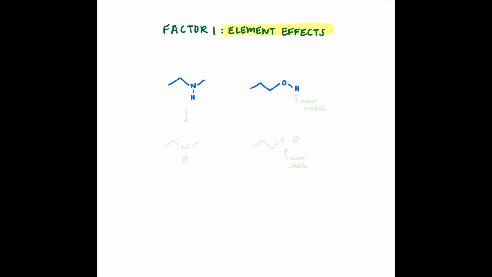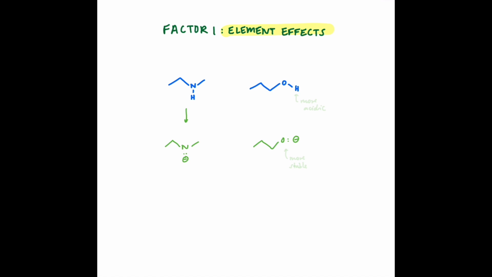The first factor is element effects. Here we have 2 similar structures, one with nitrogen and one with oxygen. First, let's draw the conjugate base for each acid. So by removing the proton, we will have a negative charge on the heteroatom. So the first structure, we have that charge on the nitrogen, and the second, we have it on the oxygen.